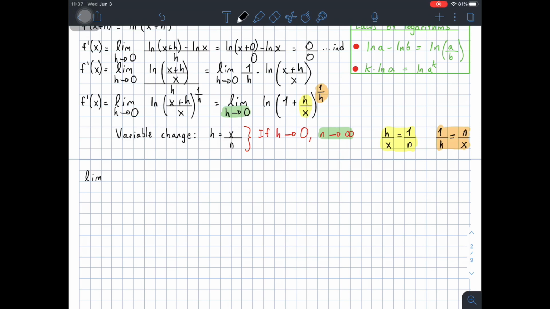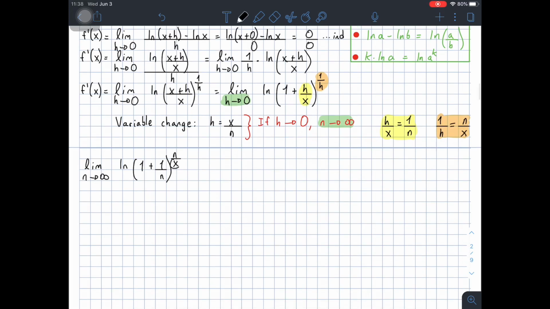We're going to write limit. Now we're focusing on n, which is approaching infinity because of the variable change we just did, of the natural logarithm of 1 plus h over x, whose equivalent is 1 over n. So I'm going to write 1 over n to the power of 1 over h, and its equivalent is n over x. So this is to the power of n divided by x.